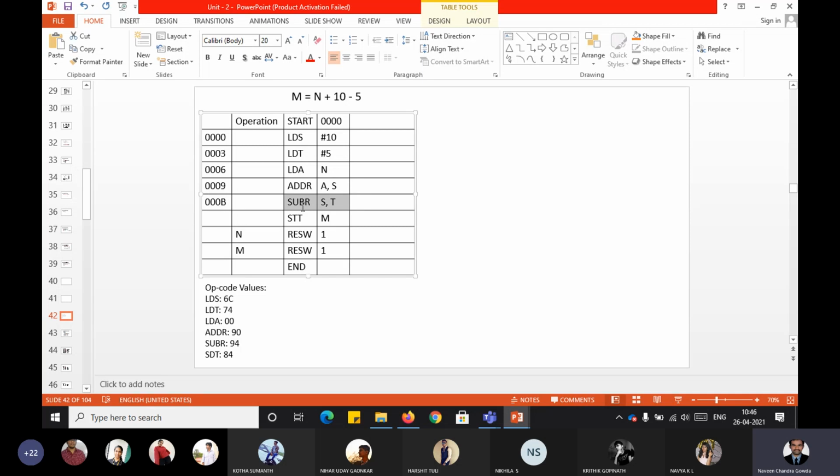Again you have SUBR S comma T, which is again a format 2 because it is acting only on the registers, so again you need to allocate only 2 bytes. So the next address, B plus 2, you get as 000D.